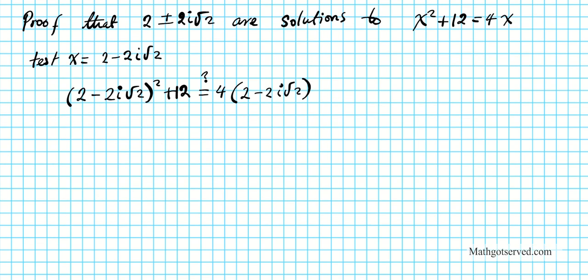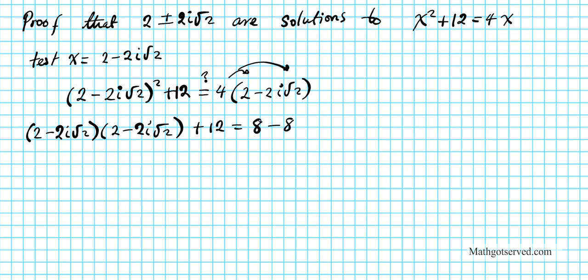Okay? So this one, we're going to just follow it out. So we have (2 minus 2i root 2) times (2 minus 2i root 2) plus 12. And this side is easy. We just simply distribute, right? So we have 8 minus 8i root 2. Okay? On the left side here, we're going to distribute 2 times 2 is 4 first, and then we'll do outer.